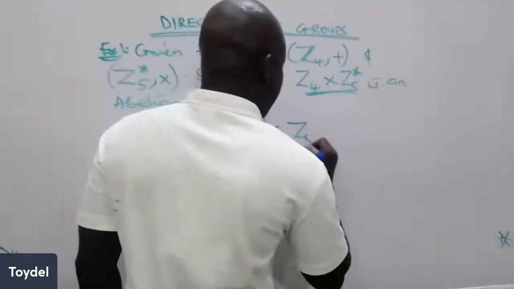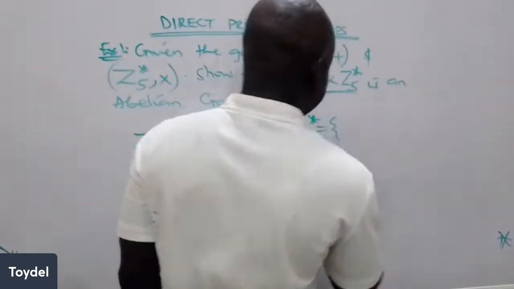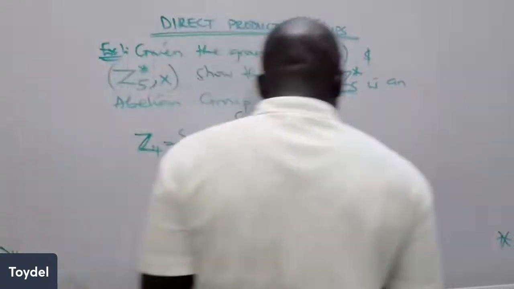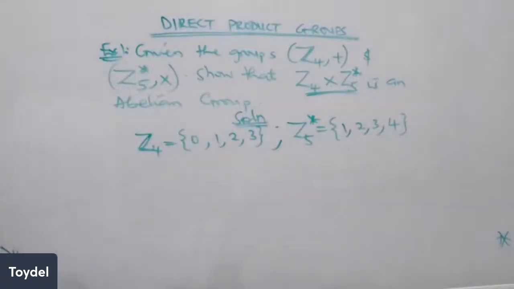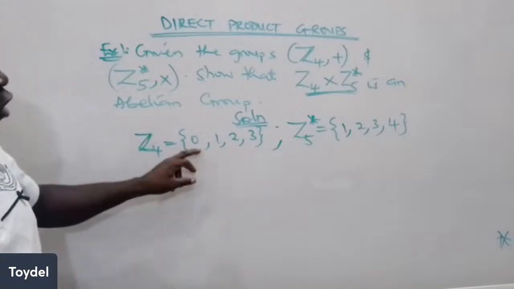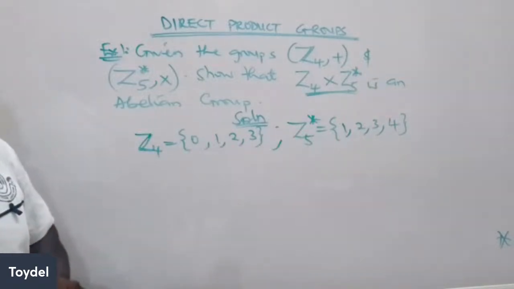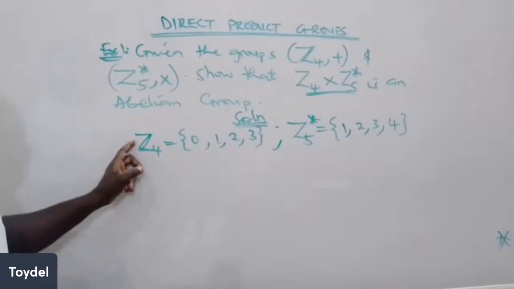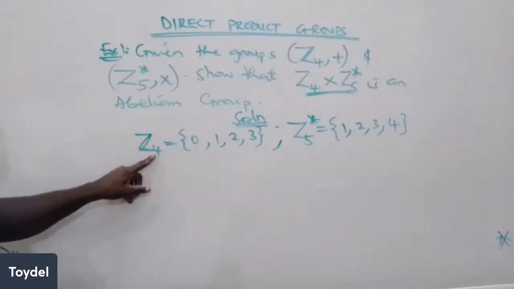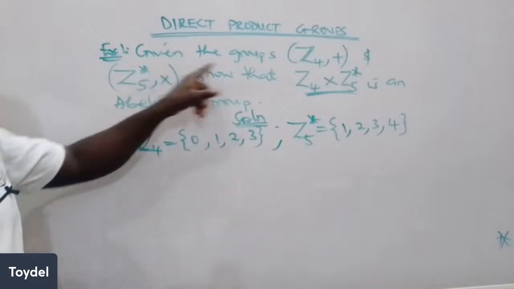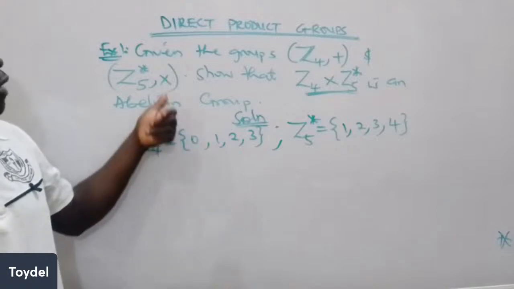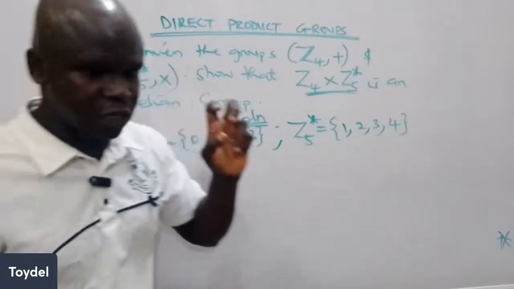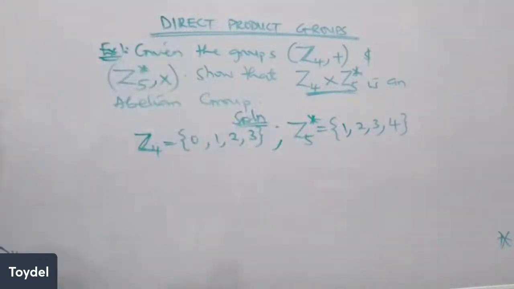Then Z5 asterisk simply means that 0 is excluded from this set. We are going to have 1, 2, 3, 4. These are the elements of this set. And if you have Z4 asterisk, 0 will be excluded, and we only have 1, 2, 3. I hope we understand that. So this is Z4, integers modulo 4. Because the binary operation here is addition, 0 will be included. But when the binary operation is multiplication, 0 will be excluded. You understand? Okay, that is what we have.